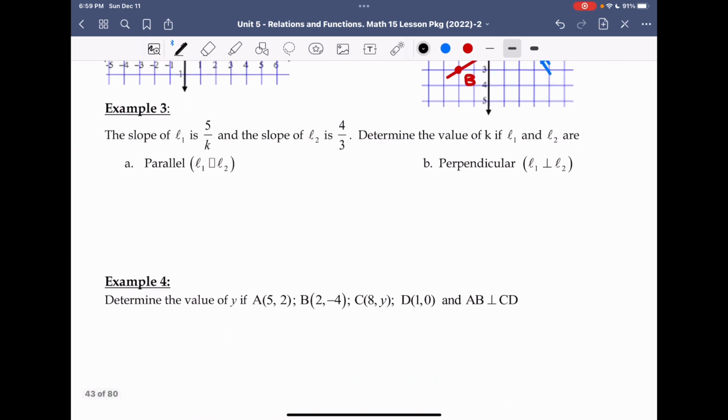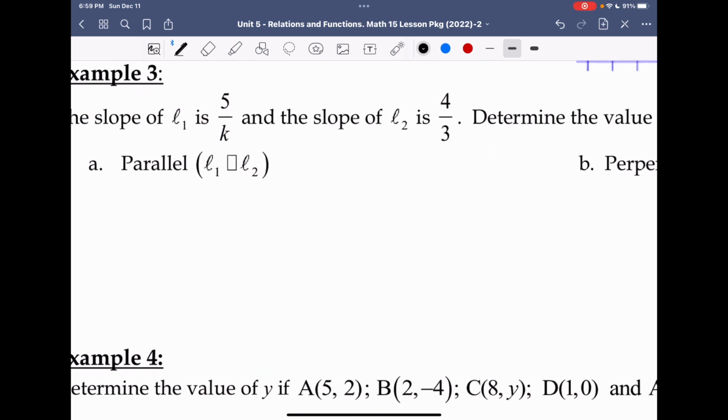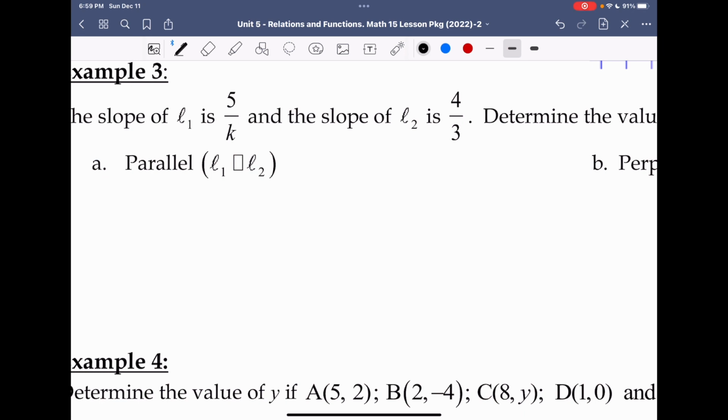All right, example 3. The slope of L1, or line 1, is 5 over k and the slope of L2 is 4 over 3. Determine the value of k if L1 and L2 are, first of all, parallel. If they're parallel, that means their slopes are equal, meaning I'm going to set the slopes of L1 and L2 equal to each other. L1 is equal to L2, that means I have 5 over k is equal to 4 over 3.